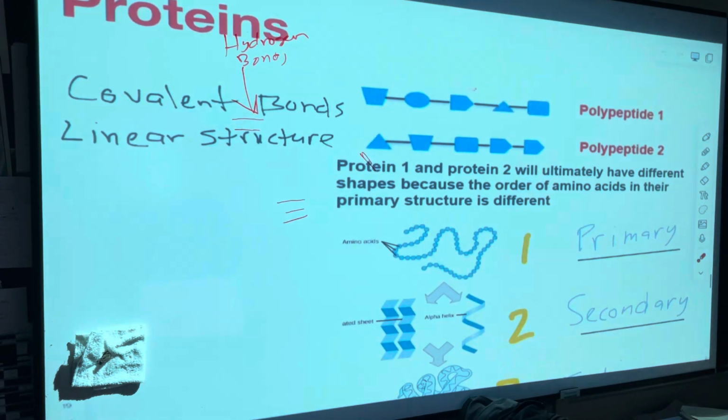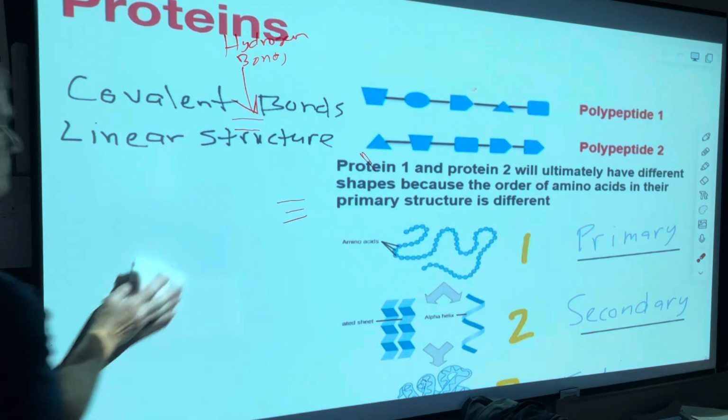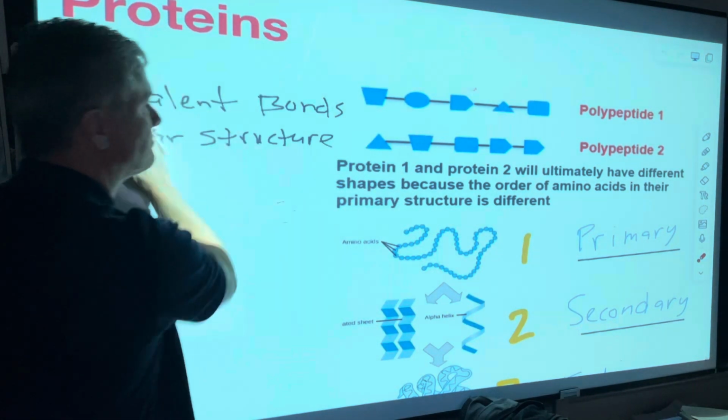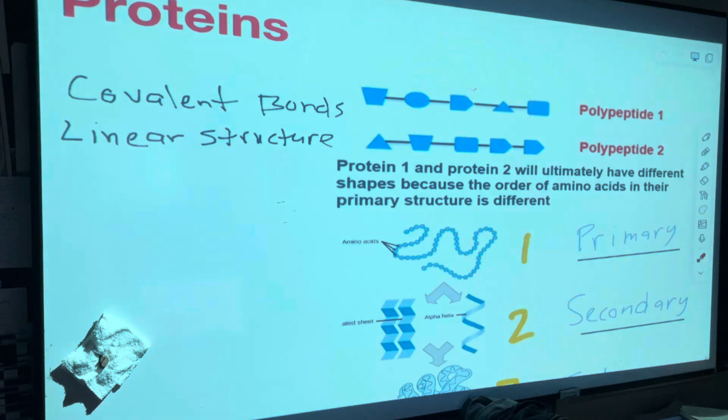Okay. Proteins. We're going to become experts, semi-experts on this. Whenever you see polypeptide, they're just talking about a protein strand. So up there in the top right, you see polypeptide 1, polypeptide 2. Look, linear structure, same thing, linear structure.